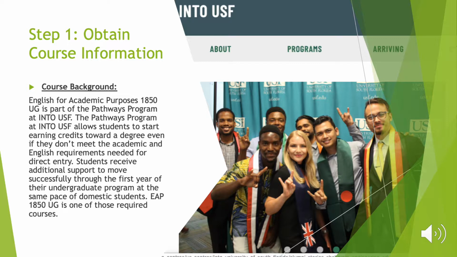So step one is obtain course information. To give you a little bit of background about the course, 1850 Undergrad is a course for international students. Most students that take these classes are in our Pathways program, which means that their English is usually not to the standards that would allow them to enter USF directly. So they would have to do a year where they take additional English classes and other courses to help prepare them for their university classes.